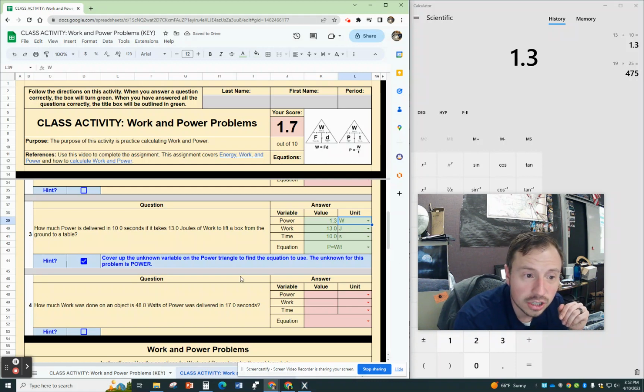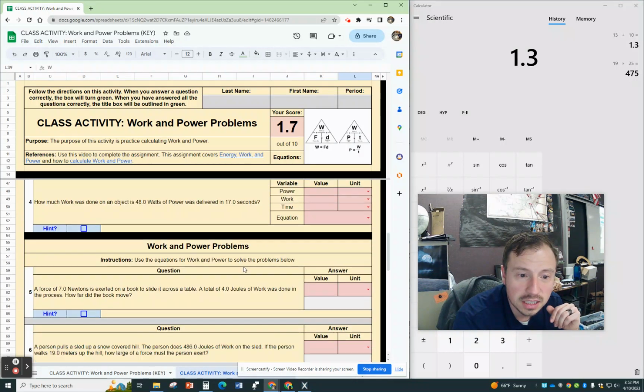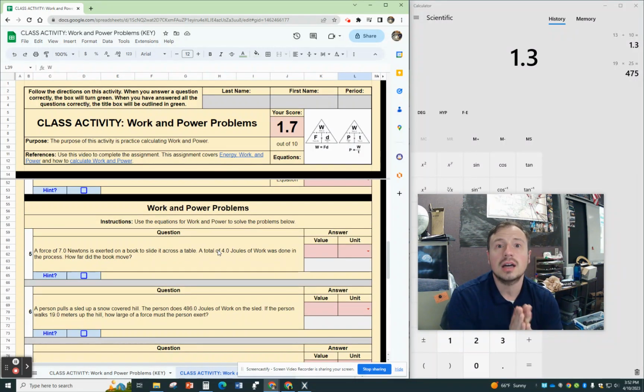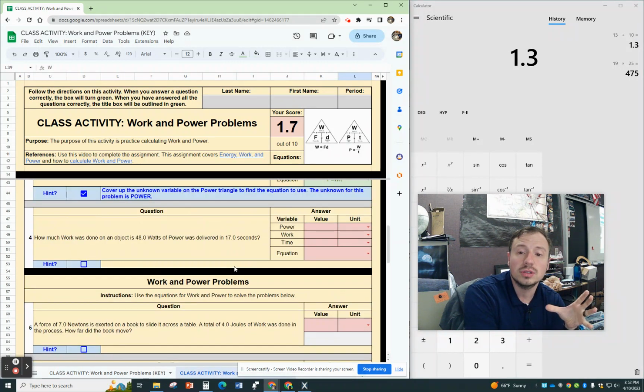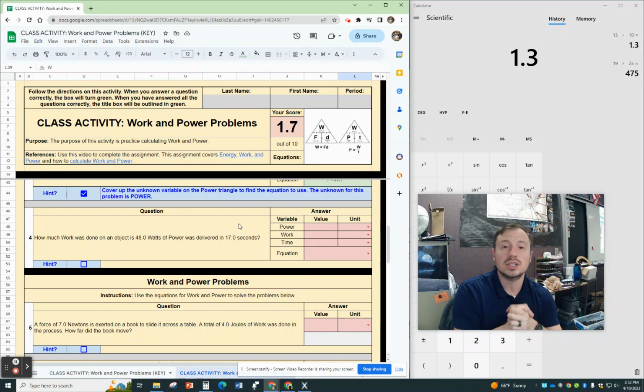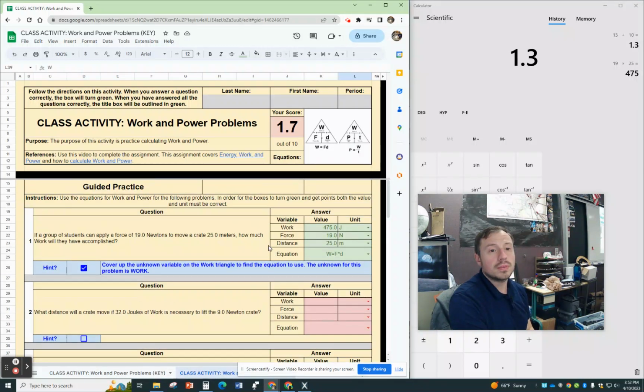It turned green. There are 2 more in this guided practice, and then for the rest of the problems, it's up to you to use the triangle, the equations, keep track of your known variables, and solve for the unknown. So once again, this is the class activity, work and power problems.